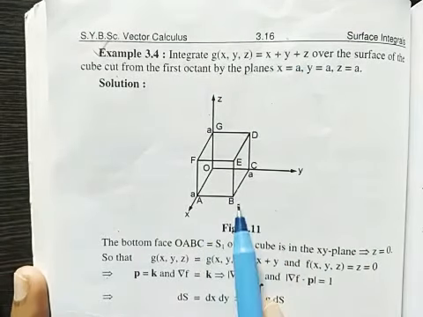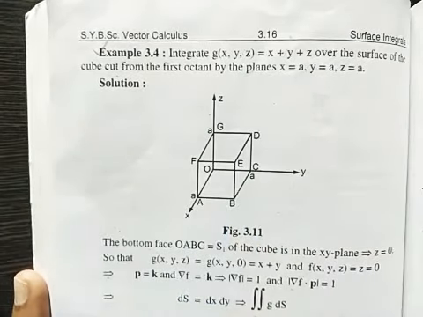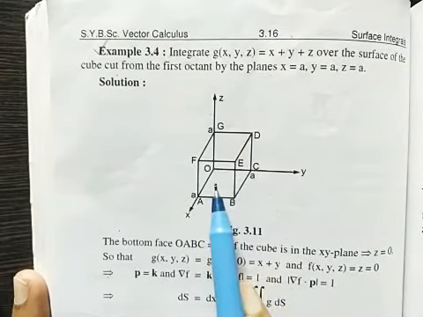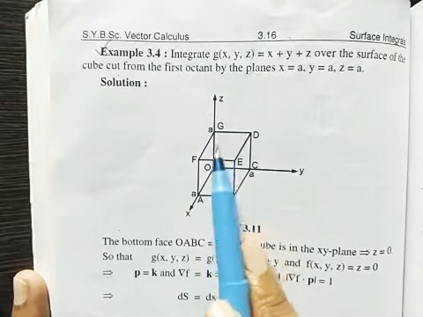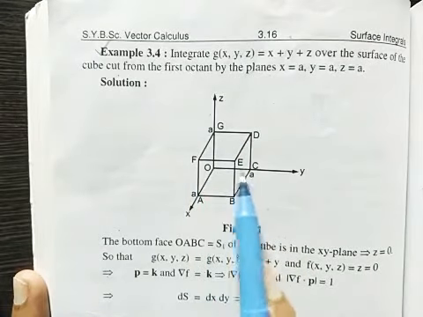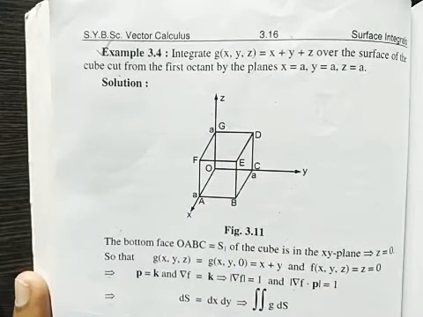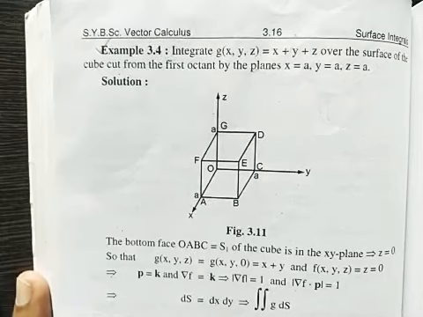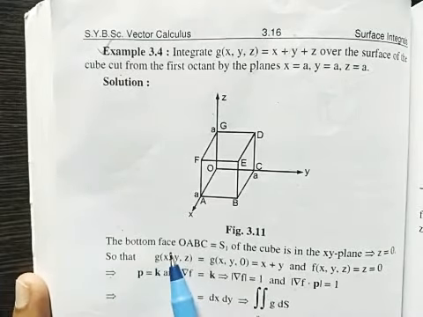So this is the related graph. Now there are how many surfaces in total? You can see for a cube there are a total of 6 surfaces: first, second, third, fourth, fifth and sixth. We will calculate the surface integral over all of these 6 surfaces, and finally we will add all of them. Now first, the bottom face.